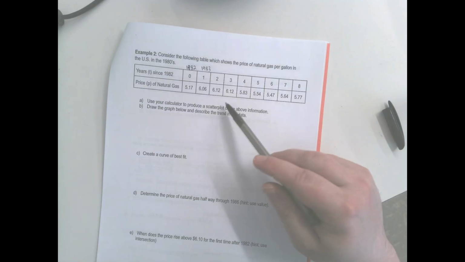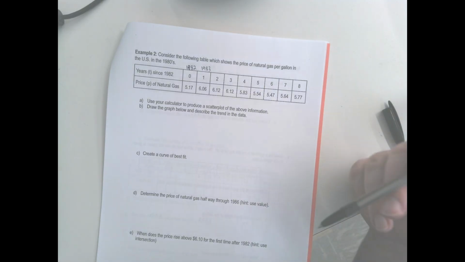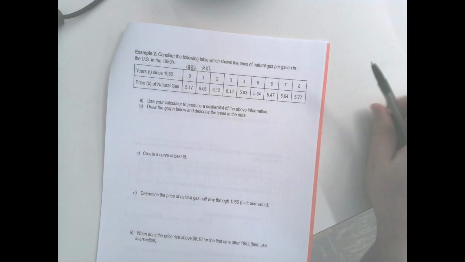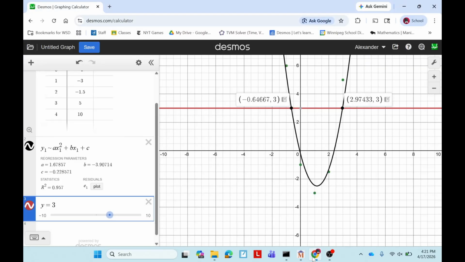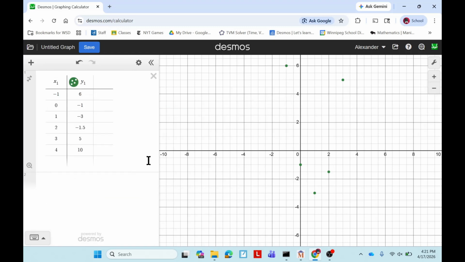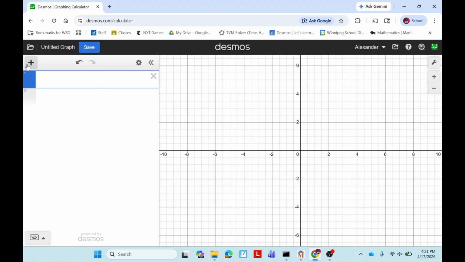So the first thing we're going to do is use our graphing calculator to produce a scatter plot, and we are going to decide what the best curve is for this data before we answer a couple of questions. So one more time, I'm going to switch over to Desmos. So I got that there. And I believe we can just click the X's here to get rid of stuff. And we can start fresh with a new table and a new regression equation.